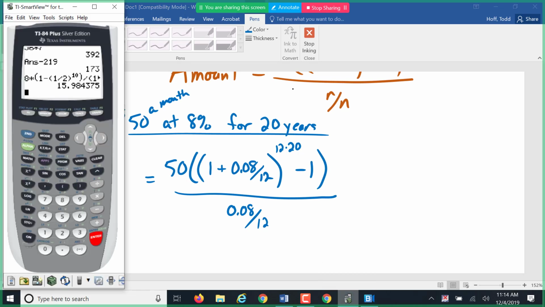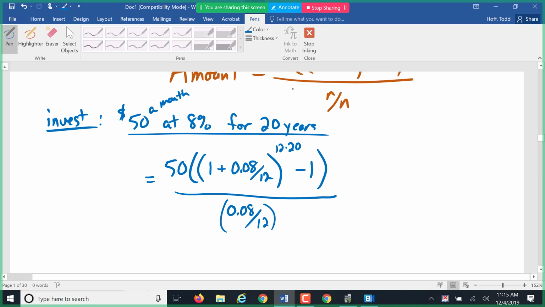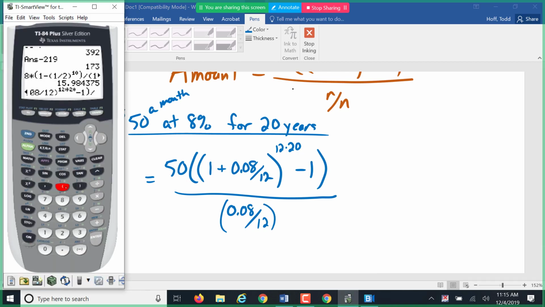So let's punch this in. 50 times, we have to have the two open parentheses, 1 plus 0.08 divided by 12. Close the parentheses to the power of 12 times 20. Arrow out of the power, minus 1. We close that parentheses again, divided by. Now the denominator has to go in parentheses when we put it in the calculator. So parentheses around 0.08 divided by 12 and close that parentheses.